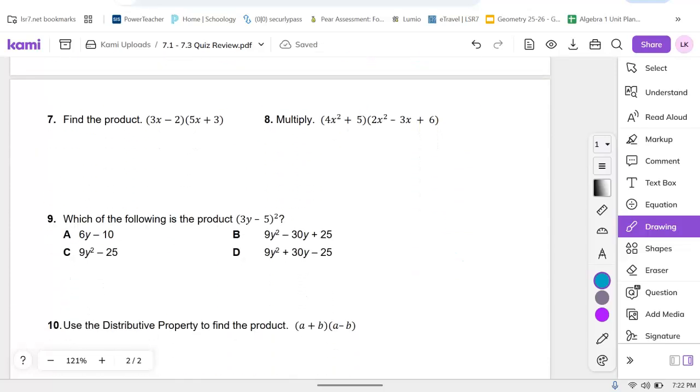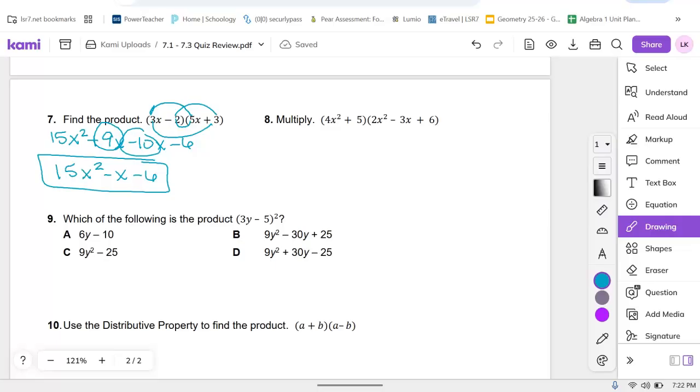Number 7 says find the product. On this one, I will do FOIL. So my first, 3x minus 2 times 5x plus 4. So I have 3x times 5x is 15x squared. 3x times 3 is 9x. Negative 2 times 5x is negative 10x. And negative 2 times 3 is negative 6. Combine like terms, so 15x squared minus x minus 6.